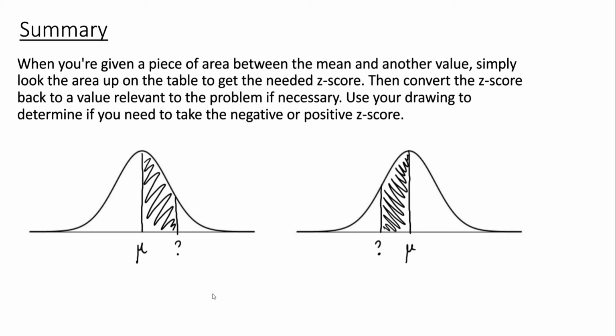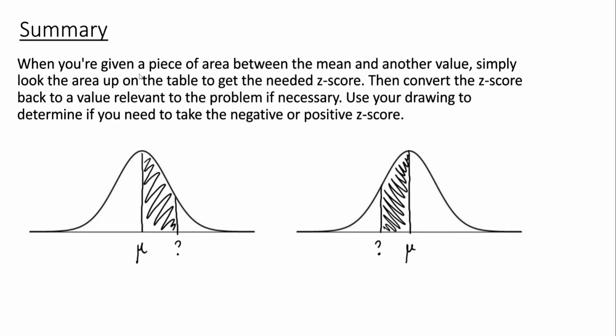Now we'll summarize every type of area you could be given in inverse normal curve problems, or backwards normal curve problems, and how to find these areas using the tables and using your calculator. The first type of area you could be given in backwards normal curve problems is a piece of area between the mean and some positive or negative z-score.